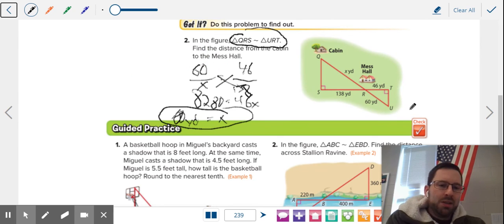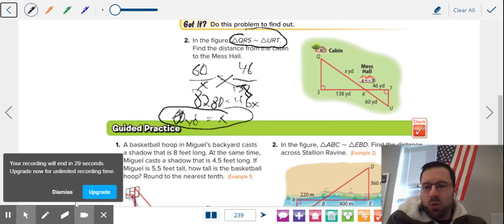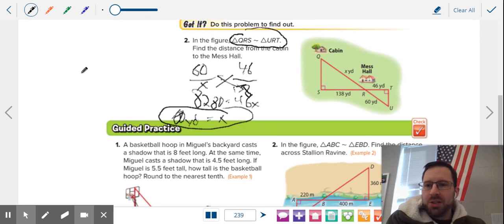So I can measure the distance between the mess hall and the cabin, knowing these other distances here, without actually having to walk it with some sort of measurement device. Usually you have something like a wheel with a ticker on it that measures distance in yards for every rotation.